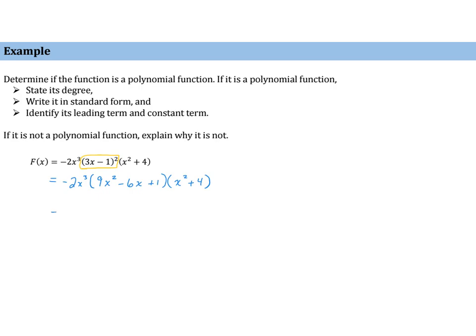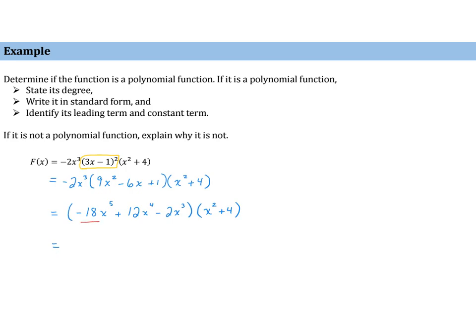And now we can distribute the negative 2x cubed throughout. Remember that as we multiply, we will add the exponents. So we have negative 18x to the 5th plus 12x to the 4th minus 2x cubed. And this is all times x squared plus 4. Now let's multiply this by x squared plus 4.